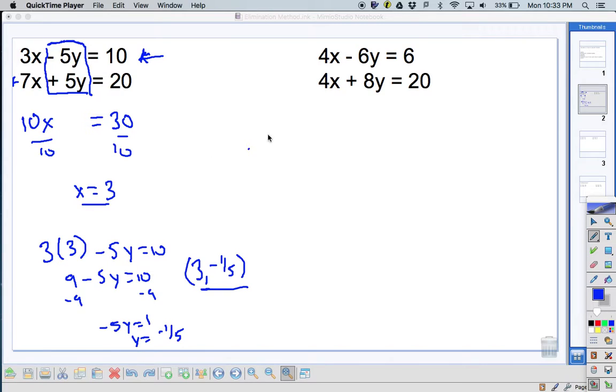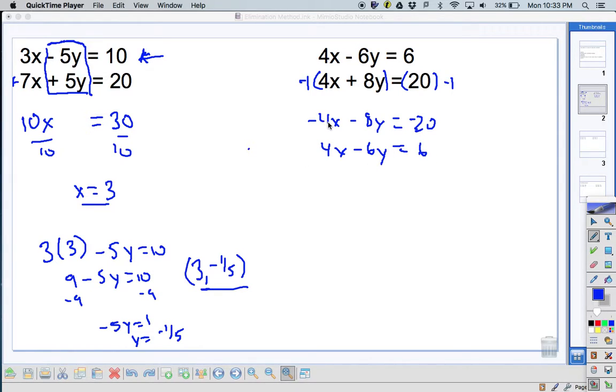So let's multiply this bottom by -1. And I'm going to multiply everything by -1. So now on the bottom I got -4x minus 8y, and over here I got equals -20. And the first one I still had 4x minus 6y equals 6. All I did is copy this top one down.